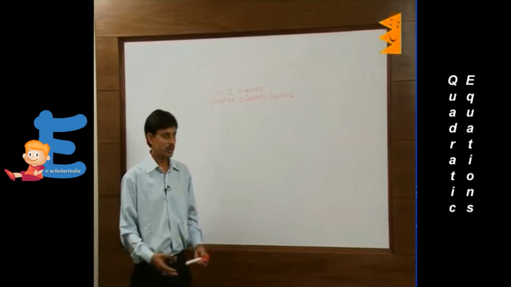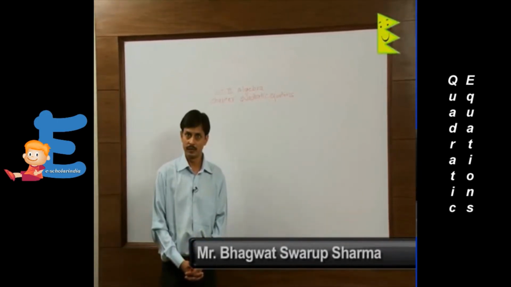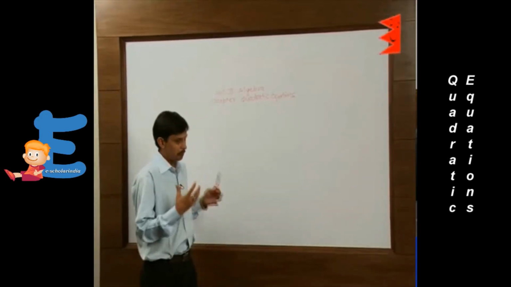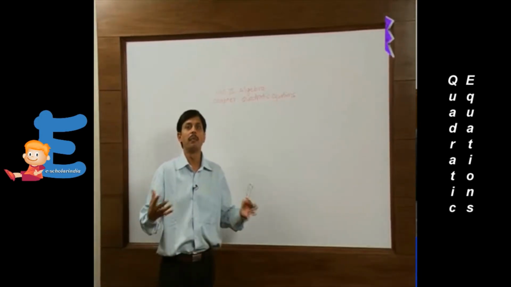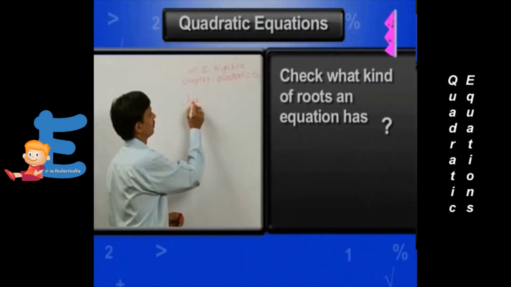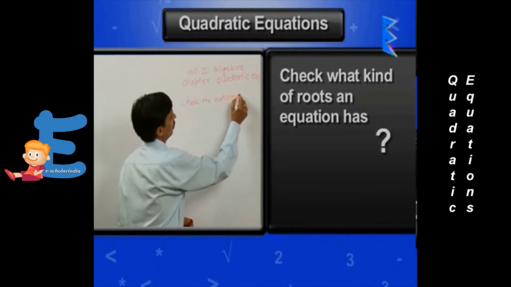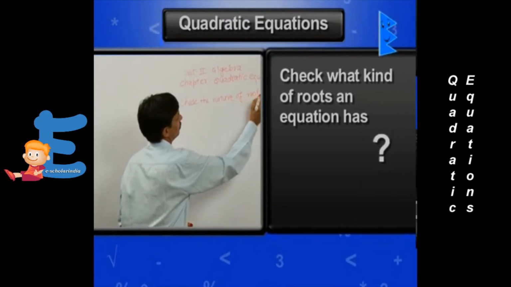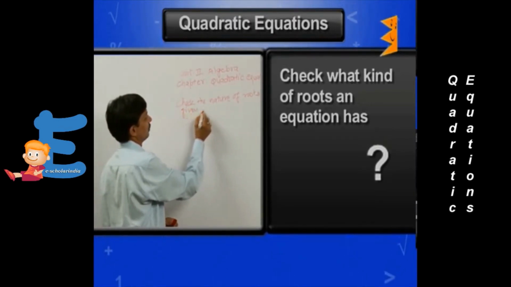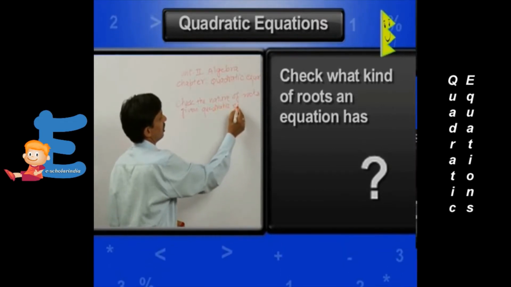Now we will use the concept of alpha and beta, that is x equals minus b plus root D upon 2a and minus b minus root D upon 2a. Check the nature of roots of given quadratic equations.